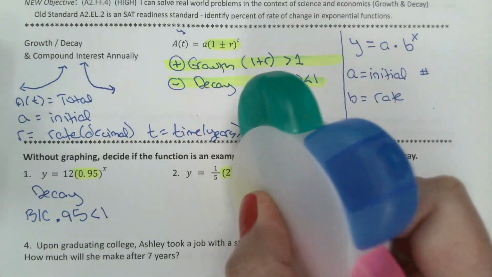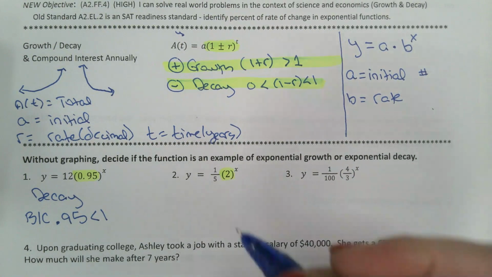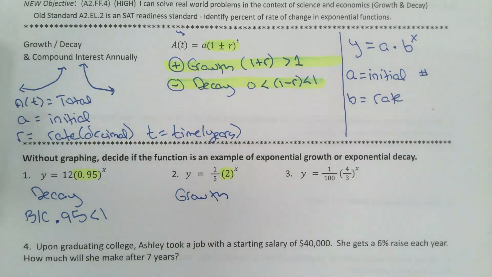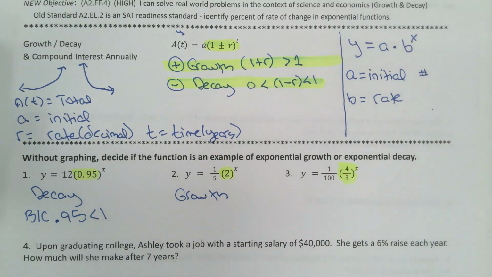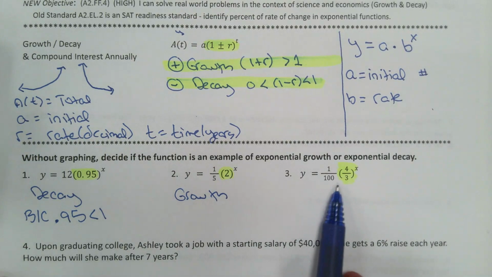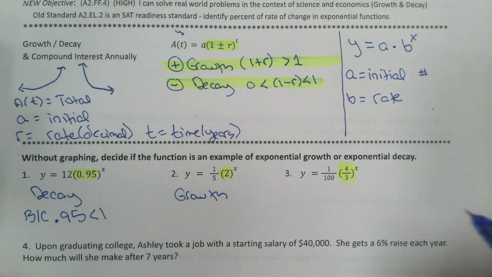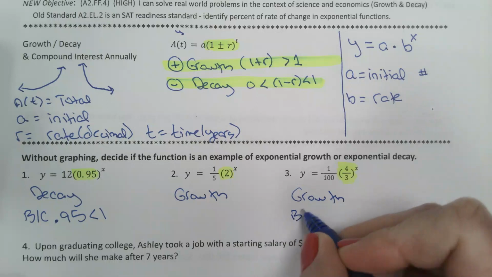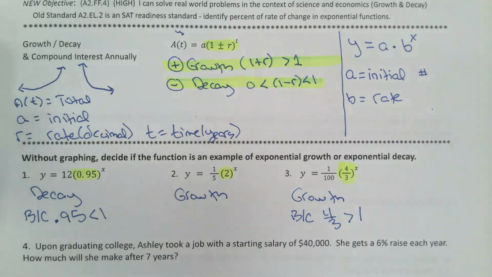On number 2, I know that it is the 2. It's the number that's being raised to the exponent. So this is an example of growth because 2 is bigger than 1. And now on number 3, I'm looking at the 4/3. So you can't just say all fractions or all decimals are decay, because 4/3 is certainly bigger than 1. So therefore, this is a growth function because 4/3 is greater than 1.